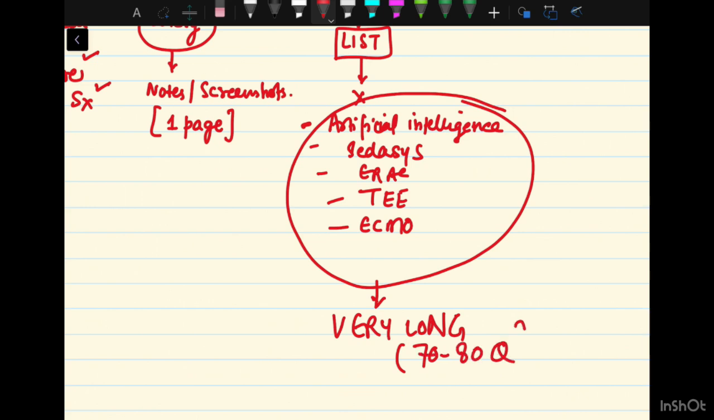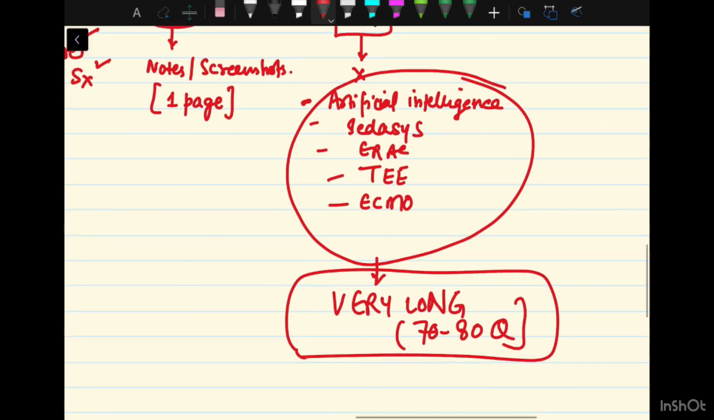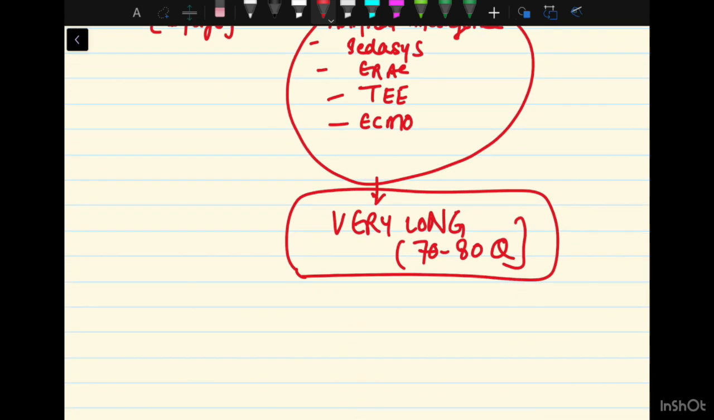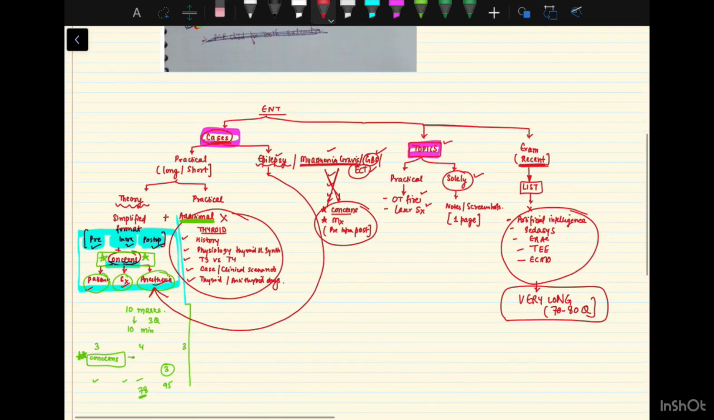It will consist of 70 to 80 such recent advances questions, and this will take a lot of time. There's no possibility that focusing too much on it will give you that much result. So you should focus on the cases, especially those asked in the practicals. Make the notes that I have made.